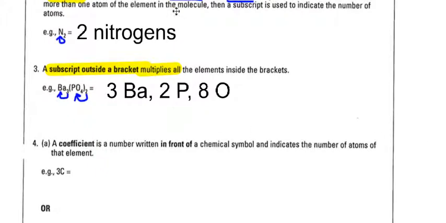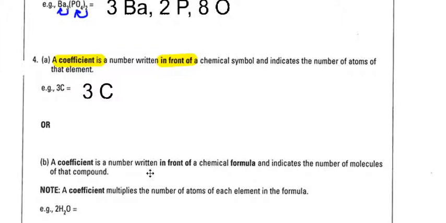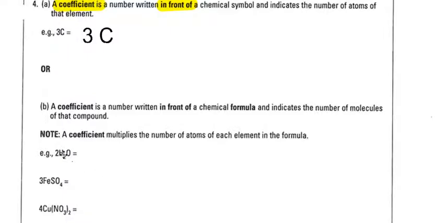Okay? Now, moving on to slowly looking at balancing equations. Here we have a coefficient is a number written in front of a chemical symbol and indicates the number of atoms of that element. So in this case, I have 3 C's. So 3 C's. Easy. Or a coefficient is a number written in front of a chemical formula and indicates the number of molecules of that compound. So over here, this means that I'm going to have 2 H2Os. 2 H2Os. So what that means is I have an H2O and another H2O.